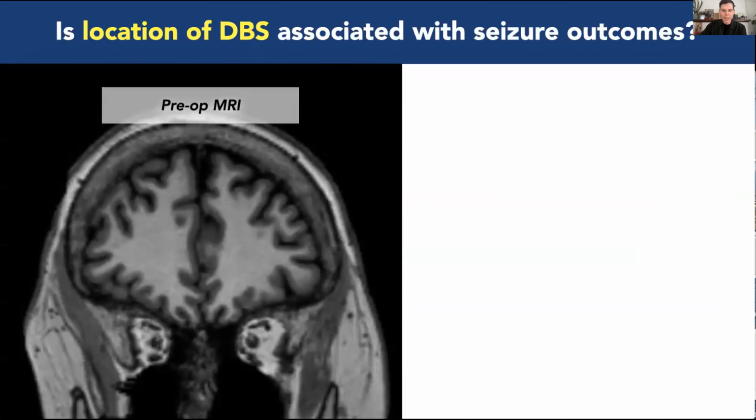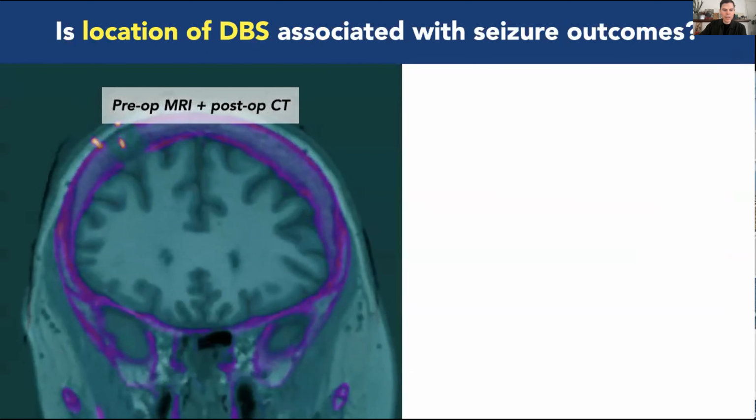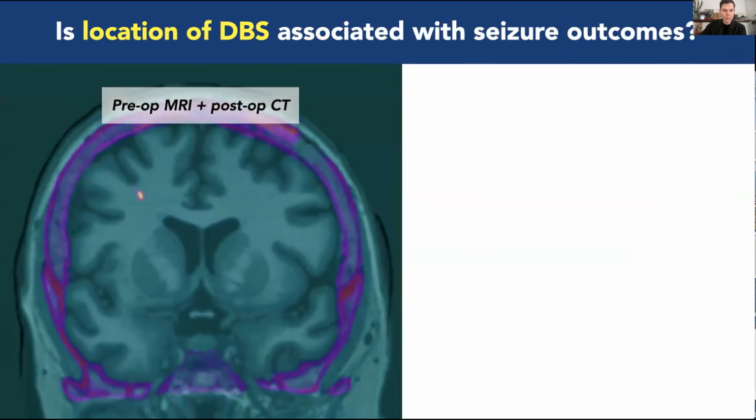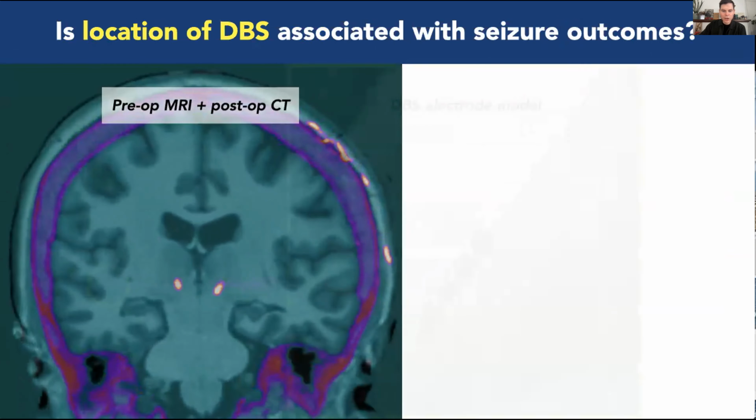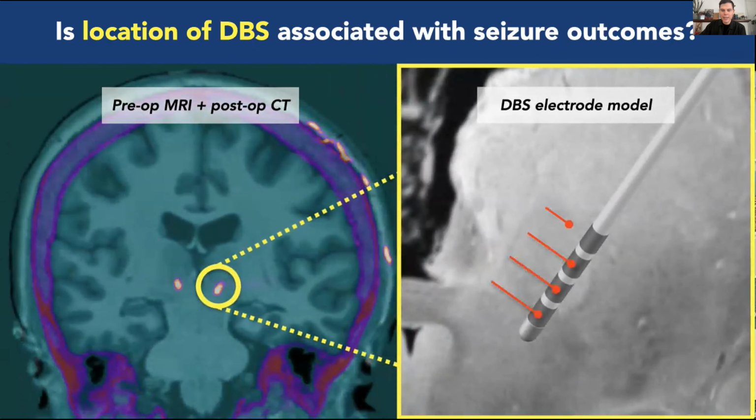So to test this, we first began with patients' pre-surgical MRI, and this was merged with a post-surgical CT scan, which shows electrode positions within the thalamus, allowing us to determine the locations of each stimulation contact. So this is a model of each electrode showing 4 contacts. The choice of contact and the stimulation amplitude varied across patients.